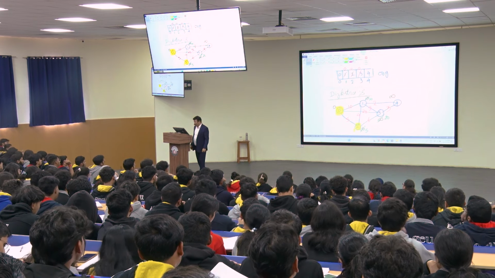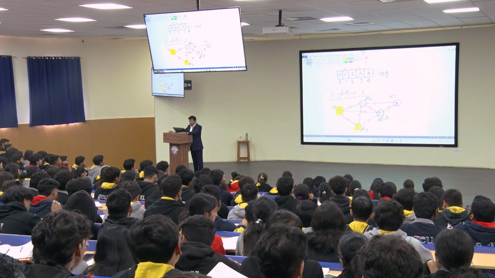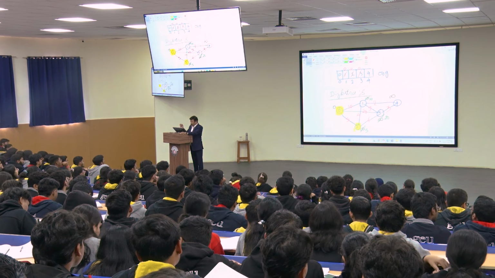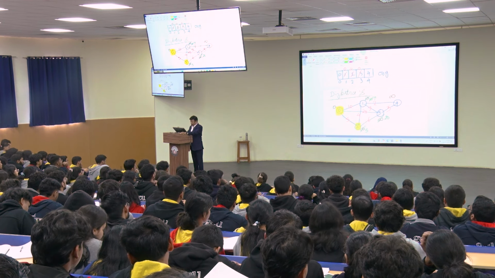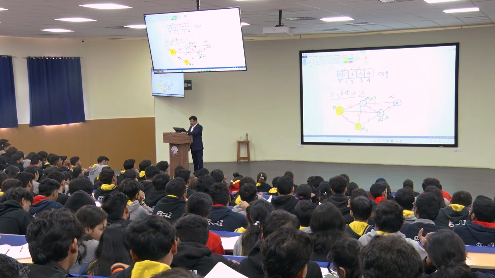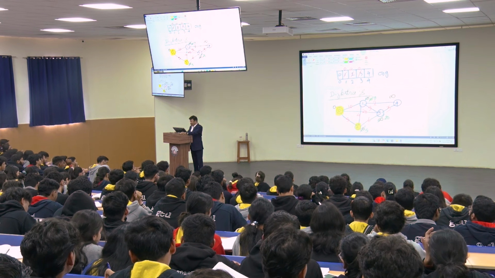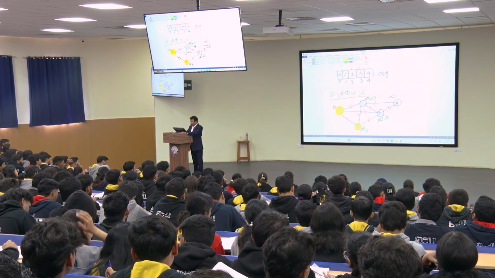Now from 2 I can go to 1. Up to here the distance is 5. If I want to go to 1, I will be adding 4 more, so the distance will become 9. Is 9 smaller than 10? Yes, so I will update it. Earlier I was going to 1 from 0. Now I am going to 1 from 2.